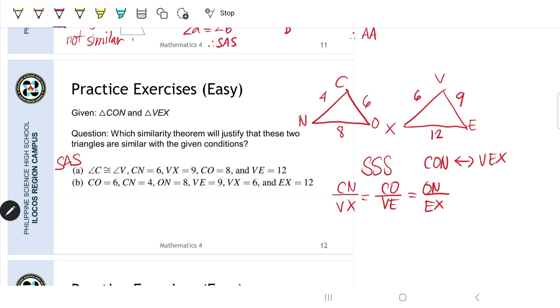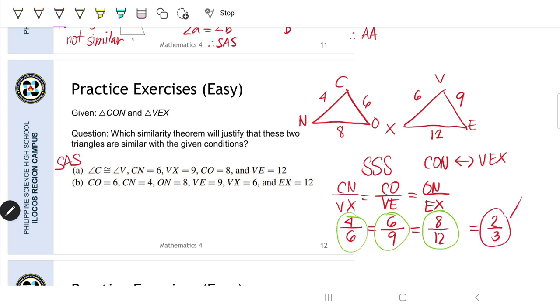So let's see the values. That is 4 over 6. Is it equal to 6 over 9? Yes, 36 equals 36 if we cross multiply. And is it equal also to 8 over 12? Yes. So if we simplify these three ratios, the lowest term is a fraction equivalent to 2/3. So yes, by SSS similarity theorem, the two triangles should be similar.